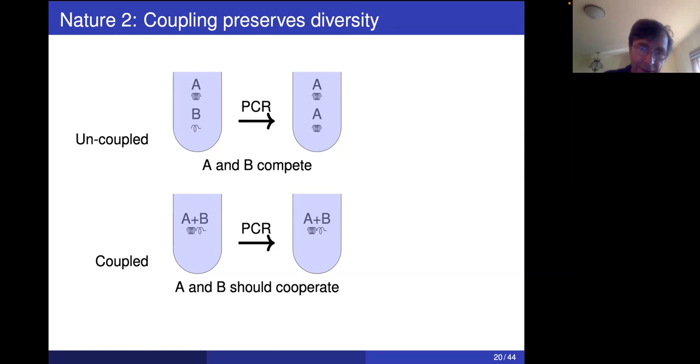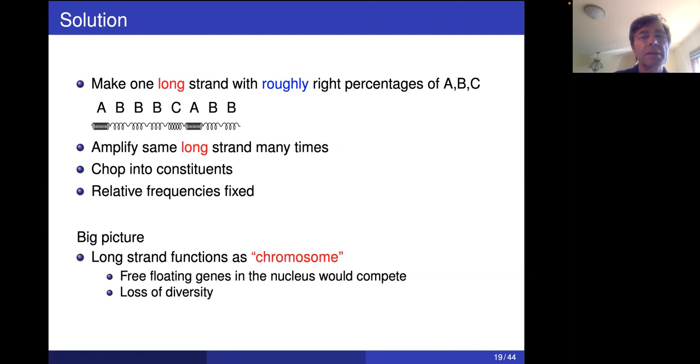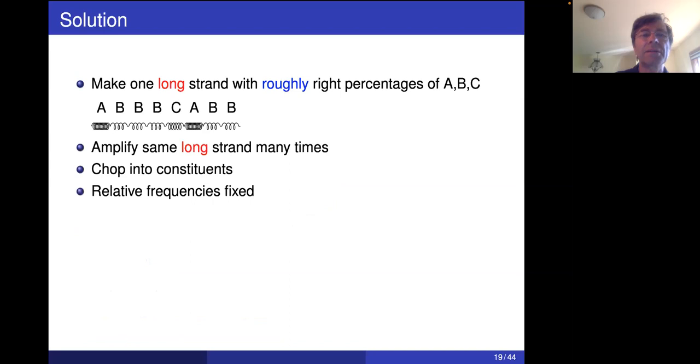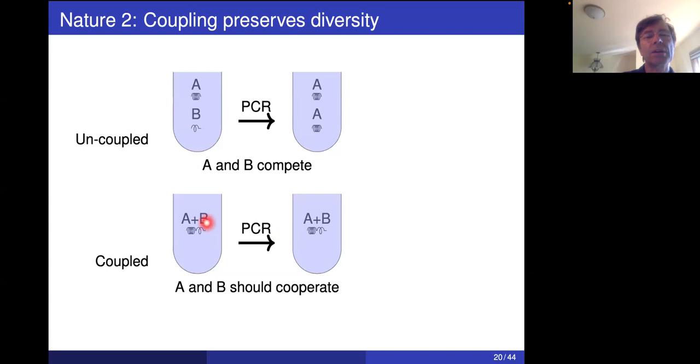Anyway, it's a very interesting metaphor, this little experiment. I had fun with it. So this you cannot do. You cannot do independent. You have to make a long strand. And now actually the ones that are locked together, they cooperate. In some sense, this connection here between A and B, you can see it as a handshake.